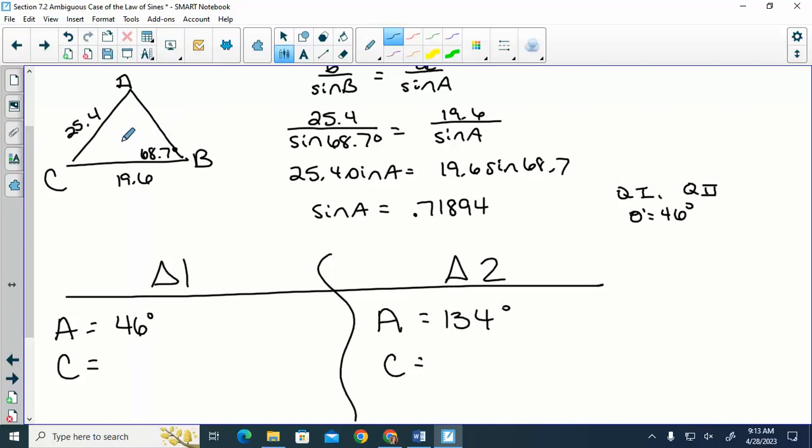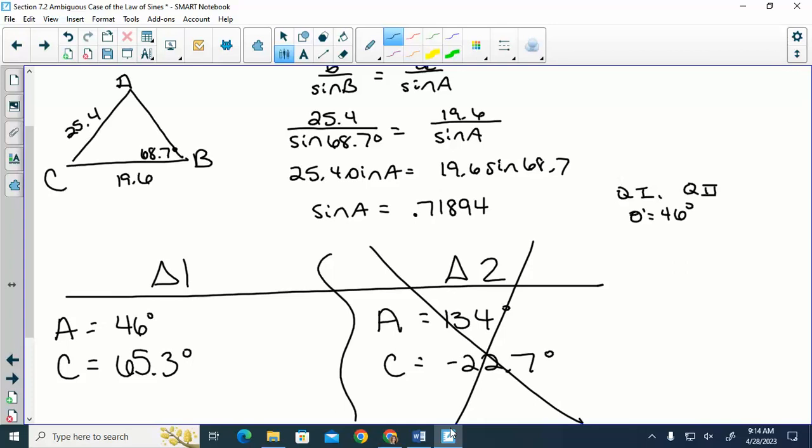Right. So if we went ahead and didn't catch it there and tried to find the third angle, you do 180 minus 46 minus 68.7. That one is 65.3 degrees. Over here though, if you do 180 minus 134 minus 68.7, you get negative 22.7. In a triangle, can you have a negative angle? No. So whether you pay attention to the sides or you realize we got a negative angle and we need a positive, we can stop right there and say, okay, that second triangle doesn't exist.